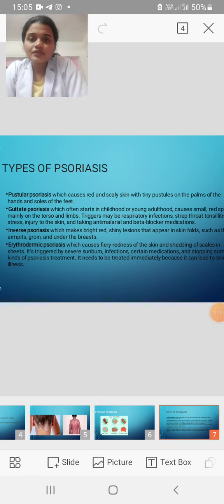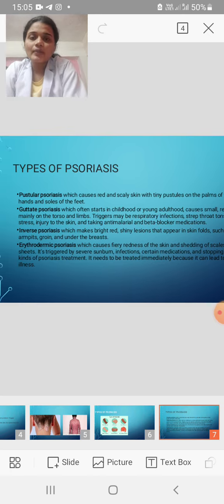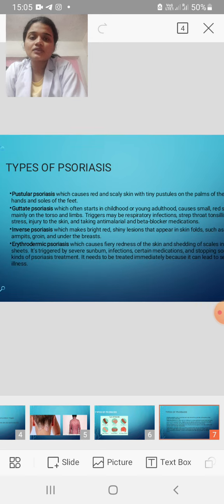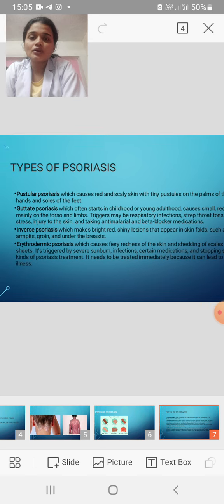Guttate psoriasis often starts in childhood or young adulthood and causes small red spots, mainly on the trunk and limbs. Triggers may be respiratory infection, strep throat, tonsillitis, stress, injury to the skin, and taking antimalarial or beta blocker medication. Firstly, pustular psoriasis causes tiny pustules on the skin.